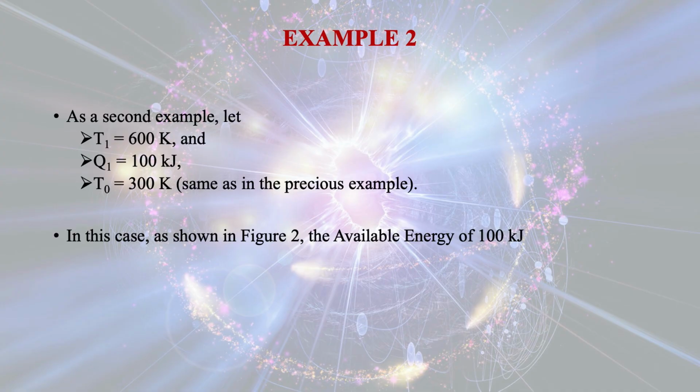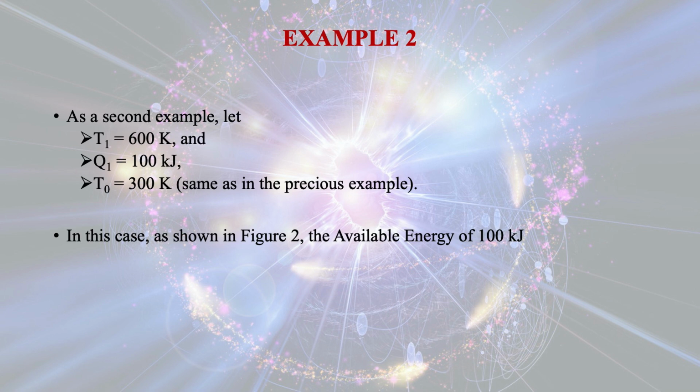CDEFC. Now see, total energy input was 100 kilojoule. Out of that, 70 kilojoule is available energy and unavailable energy is 30 kilojoule. So 30 plus 70 is 100, that is the total energy available at the start of the process. As a second example, let T1 be equal to 600 Kelvin and Q1 equal to 100 kilojoule and T0 equal to 300 Kelvin, same as in the previous example.